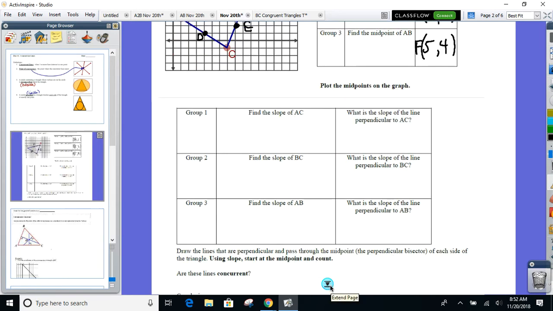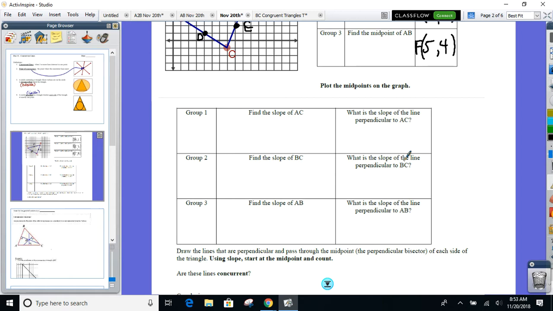All right, same graph, same triangles. Now we're going to turn our attention to slope. So I'm going to have one group find the slope of, actually two groups, so we can make sure we confirm it. Slope AC, and then find the slope that's perpendicular to it. What should be the relationship between these two when you're done?